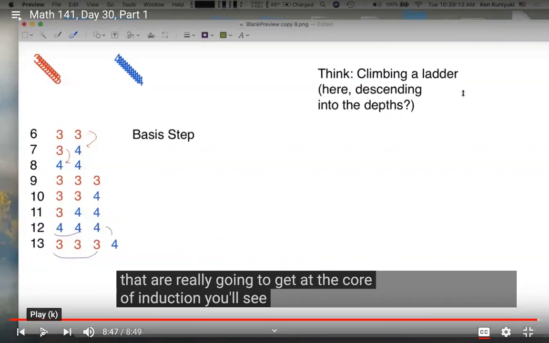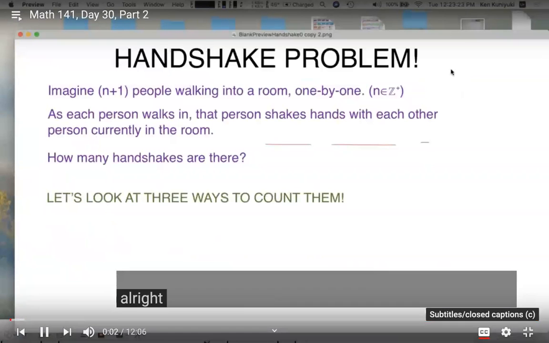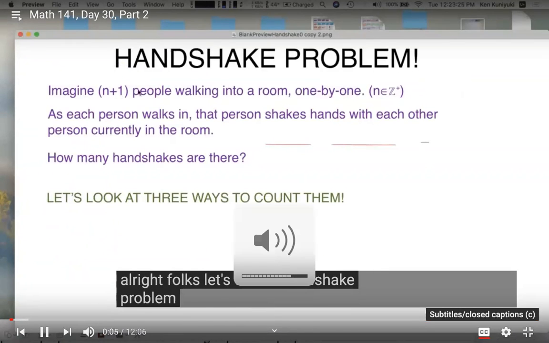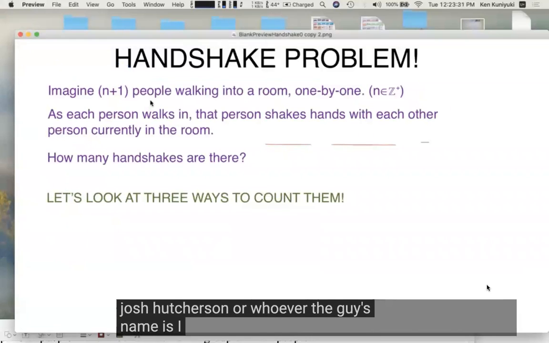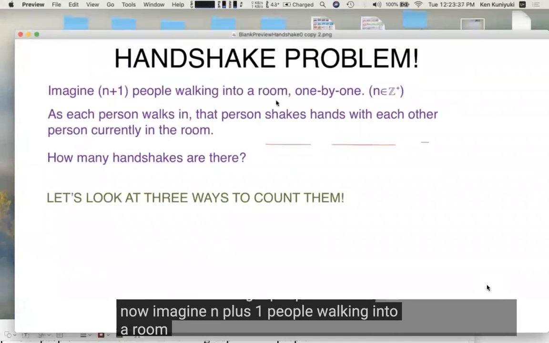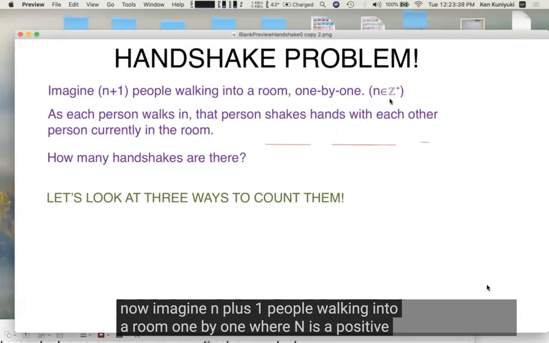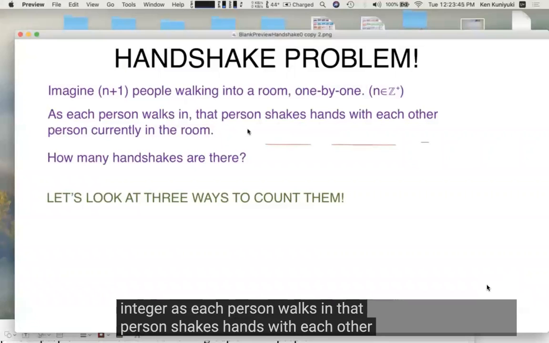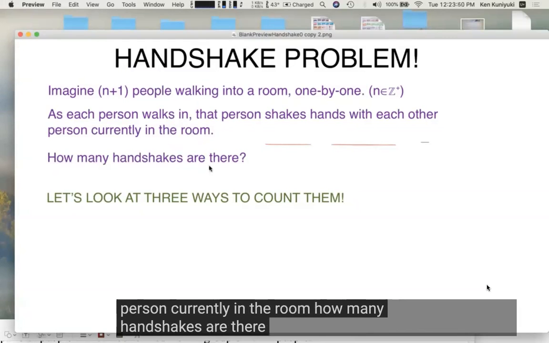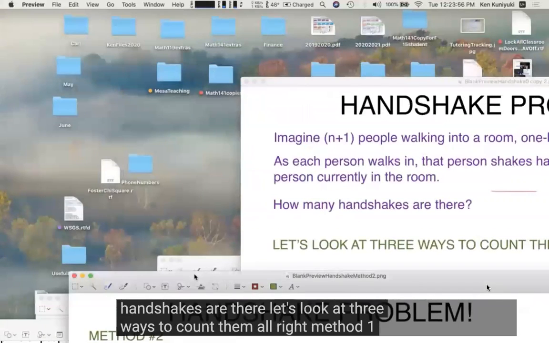All right, let's discuss that problem. All right, folks, let's do the handshake problem. Imagine n+1 people. I know Josh Hutcherson, or whoever the guy's name is, was using n people, but let's now imagine n+1 people walking into a room one by one, where n is a positive integer. As each person walks in, that person shakes hands with each other person currently in the room. How many handshakes are there? Let's look at 3 ways to count them. All right, method 1.